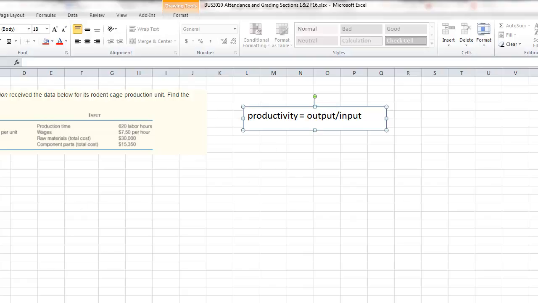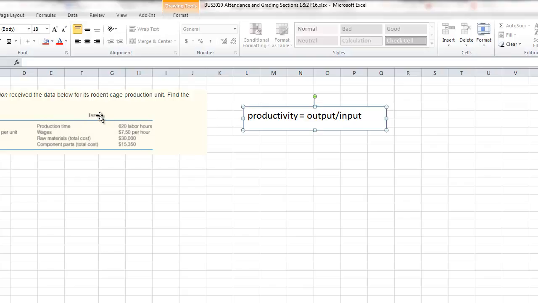So Chapter 2, Problem 16: Live Trap Corporation received the data below for its rodent cage production unit. Find the total productivity. That's the entire question. Okay, so what we look at is, they produce 50,000 cages, and let's assume this is per year. They don't really say. They tell us that the sales price is $3.50. If we wanted to know what the sales or revenue number is, you just multiply 50,000 by $3.50, and you're going to end up with how much money you're making, and that's, I think, $175,000 if I did that well in my head.